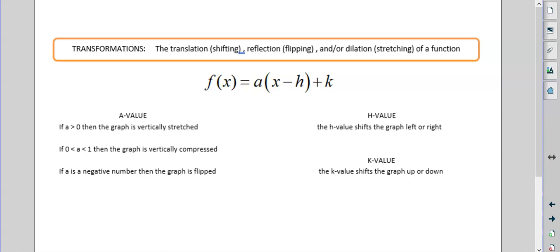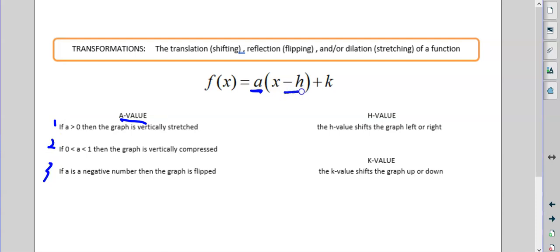Okay, so the A value, this A right here, what that does is it tells you if it is stretched vertically, compressed vertically, or if it's negative, it's flipped. So the A value tells you these 3 things. 1, 2, 3. All right.